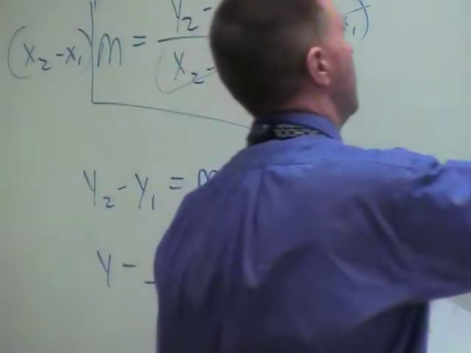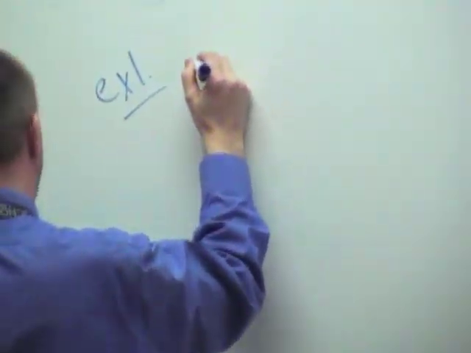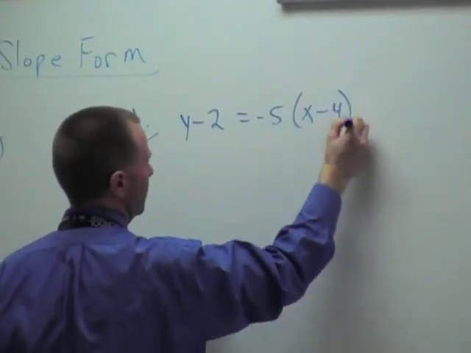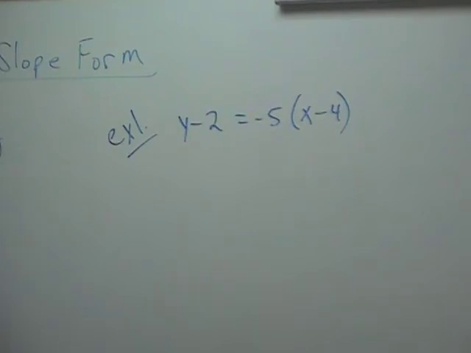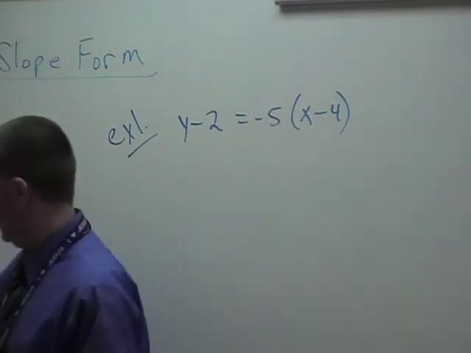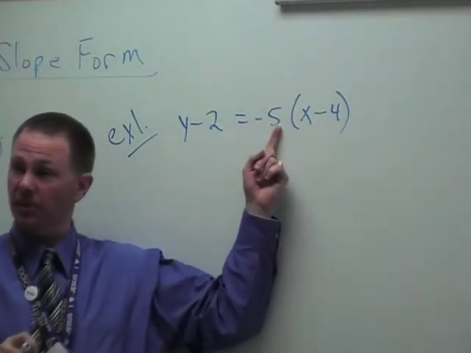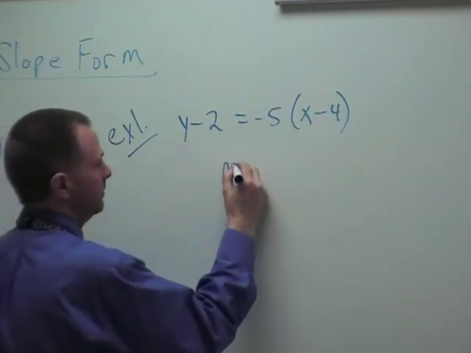So, example 1. y minus 2 equals negative 5 times x minus 4. So my first question to you, as you're done writing, is: what's your slope? Why is it negative 5? Yeah, that's where your m is, out front. That's your slope. So m is negative 5.